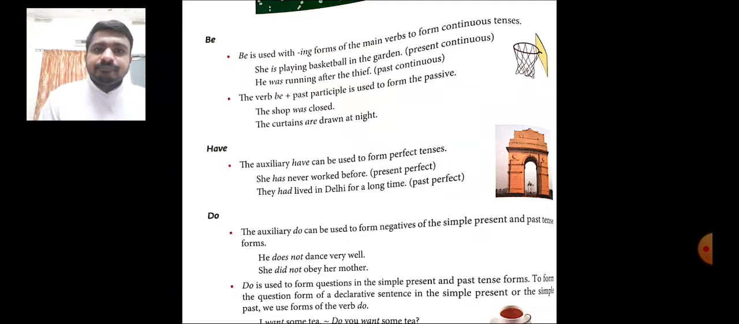Now have. As you know, have is used to form the perfect tenses, present perfect as well as past perfect. She has never worked before, or they had lived in Delhi for a long time. Now, do. The auxiliary verb do can be used to form the negative of the simple present and simple past tense. That is the first usage. He does not dance very well. She did not obey her mother. These are a few examples where the forms of do have been used.